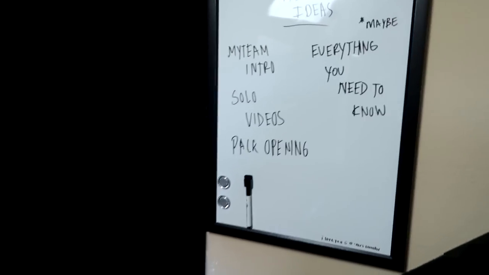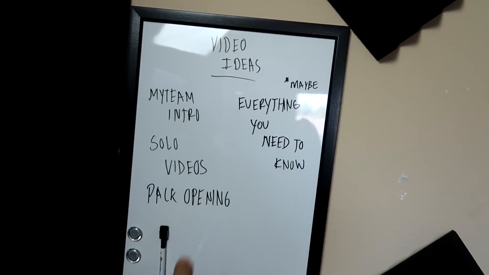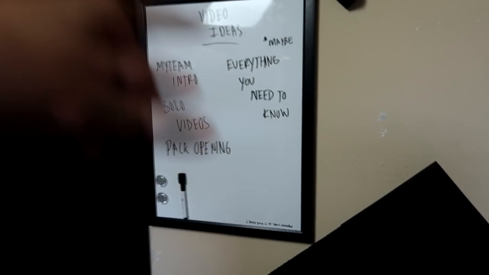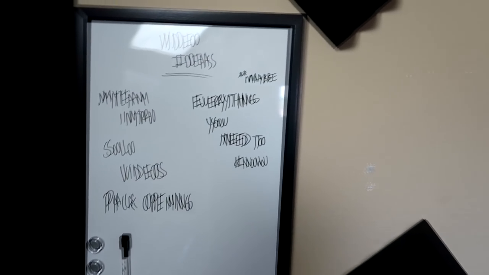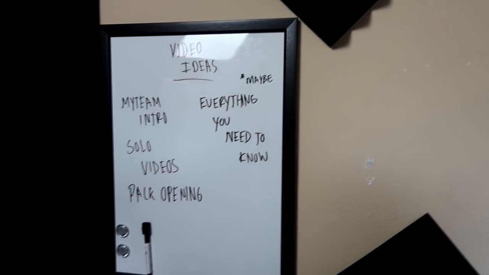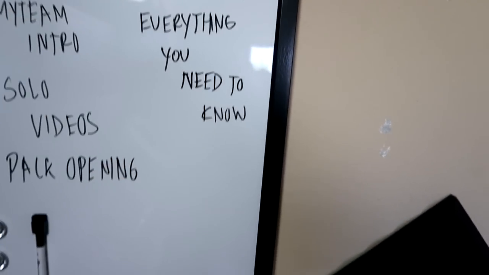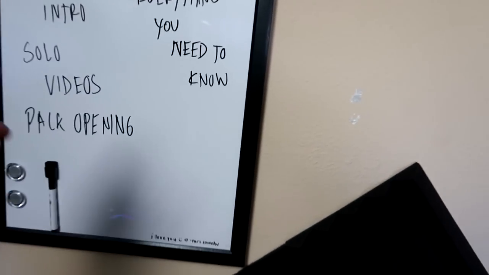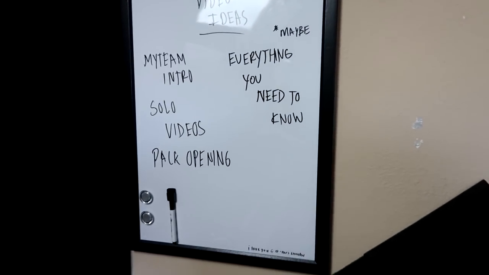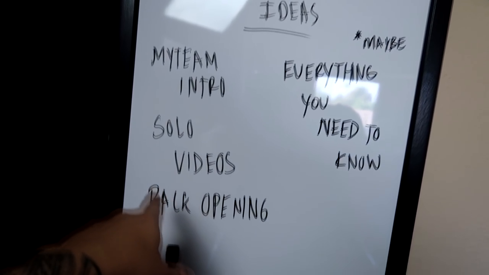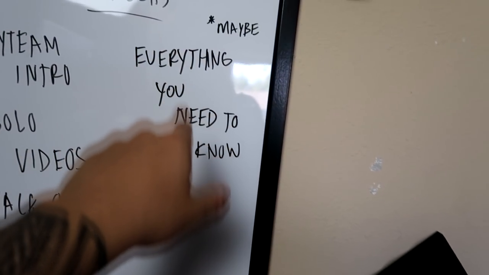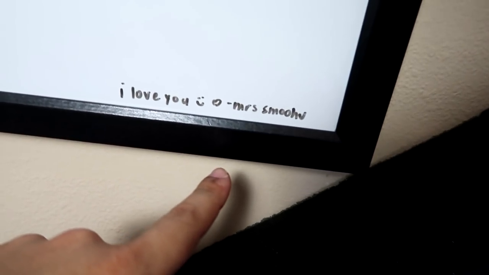The most important part is this whiteboard. I almost forgot about the whiteboard. Finally got the whiteboard up. We've got the video ideas. I just threw some stuff up that I wanted to do videos on. I need to put a streaming schedule or when I need to stream, or some more motivational stuff to keep me motivated throughout this whole grind of 2K19. But we got the MyTeam intro, solo videos, pack opening. I was gonna do everything you need to know, but it's kind of too late for that. And we also got the I love you smish move, you know what I'm saying? But yeah, that's gonna be the video.